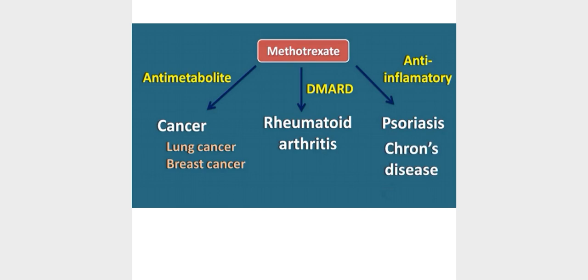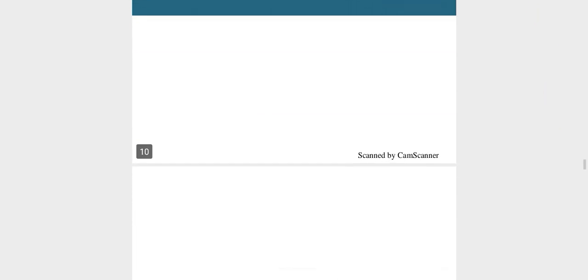So in cancers such as lung cancer and breast cancer, the anti-metabolite methotrexate will be interfering with that. Then in rheumatoid arthritis also, as a DMARD, and as an anti-inflammatory in psoriasis and Crohn's disease. Methotrexate acts as a drug.